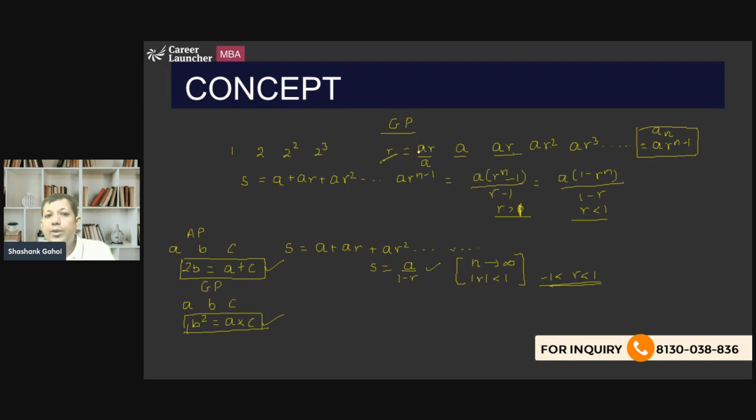So whenever you are confused about how to calculate the common ratio, always divide the second term by the first term. You are going to get the common ratio of the geometric progression. And the first term, we already know, is A. Now let's see what kind of questions we have seen in CAT.